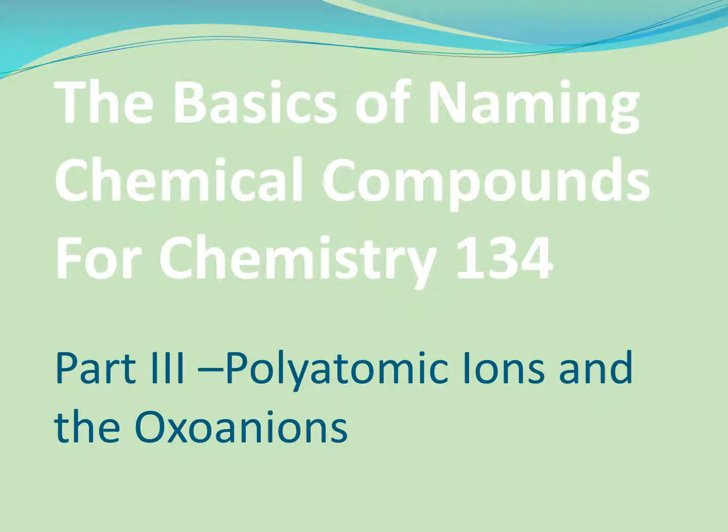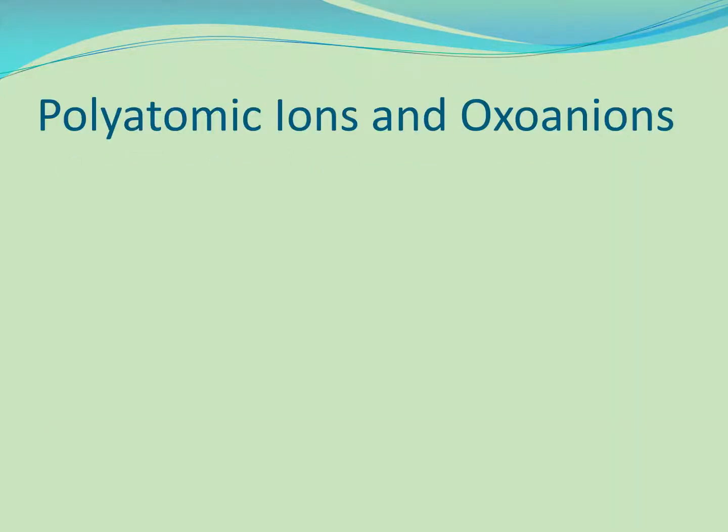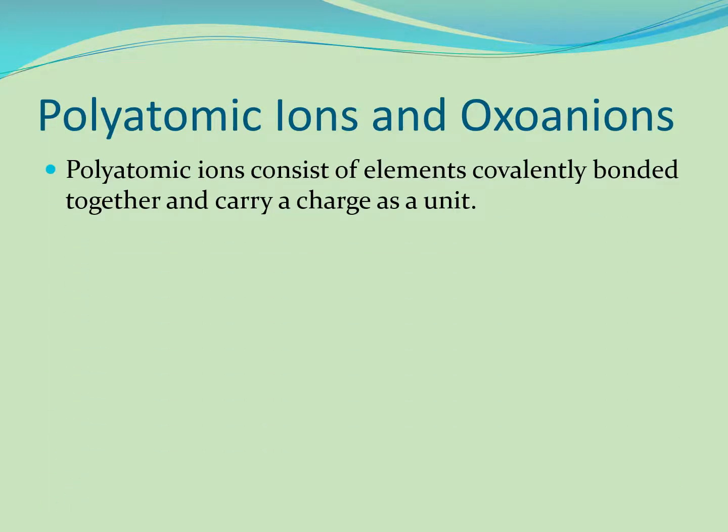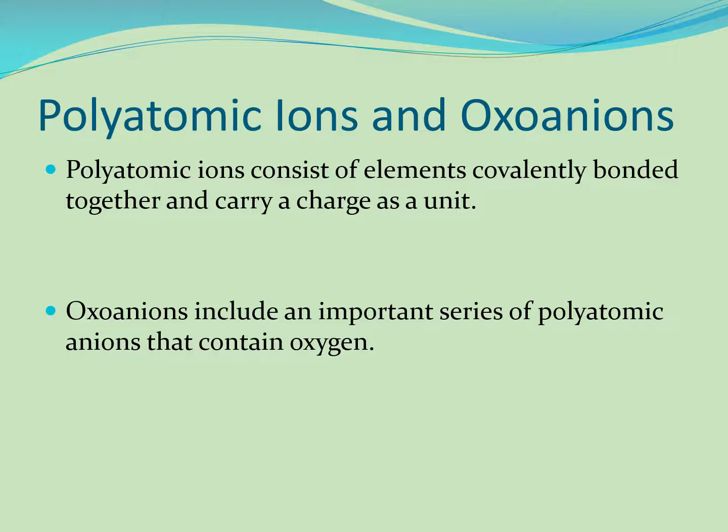Part 3, Polyatomic Ions and Oxoanions. Now we're going to look at polyatomic ions and oxoanions. Polyatomic ions consist of elements that are bonded together and then they carry a charge as a unit. Oxoanions are pretty much the same thing, it's just that these are polyatomic anions that contain lots of oxygen atoms.